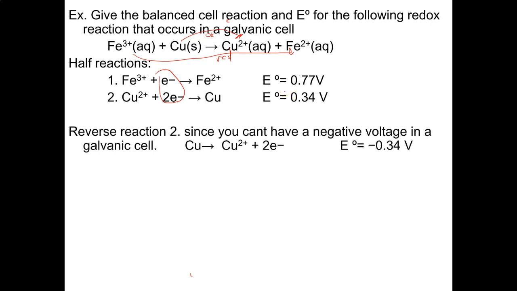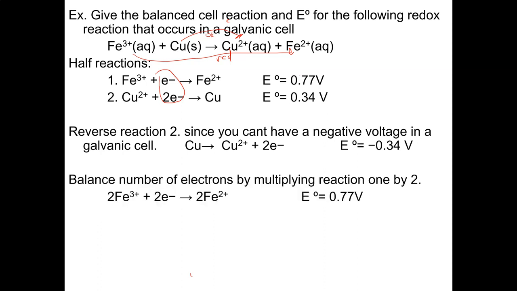So what I'm going to do is reverse reaction 2, so I can get my electrons on opposite sides. Then we're going to balance it. So how do I balance it? Well, you have 2 electrons on this one, so you need to have 2 on this one. So you're going to multiply everything here by 2.